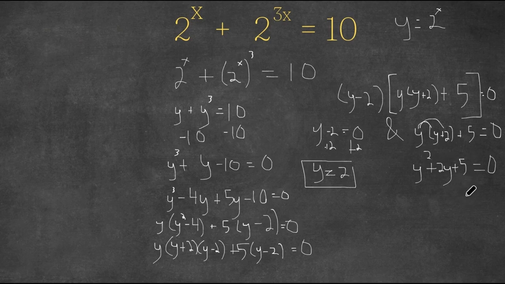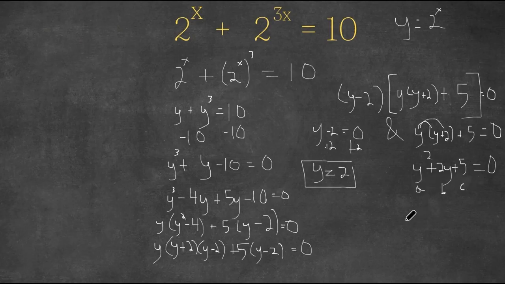And now, as you see, we have a quadratic equation here, and we want to solve this, right? So we're going to use our quadratic formula, negative b plus or minus the square root of b squared minus 4ac all over 2a. So remember, y squared is a, 2y is b, and 5 is c.